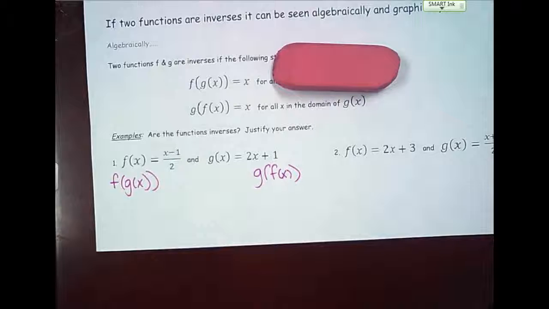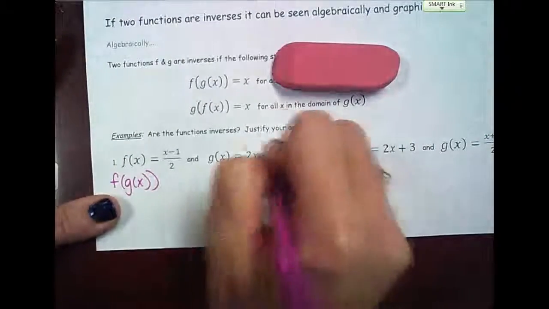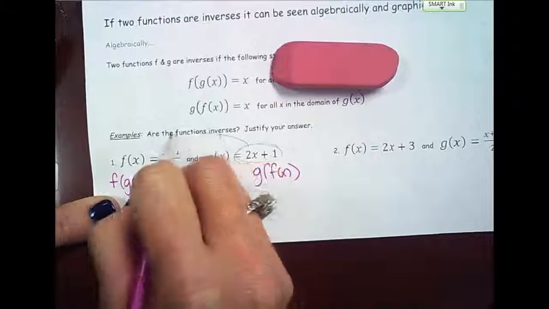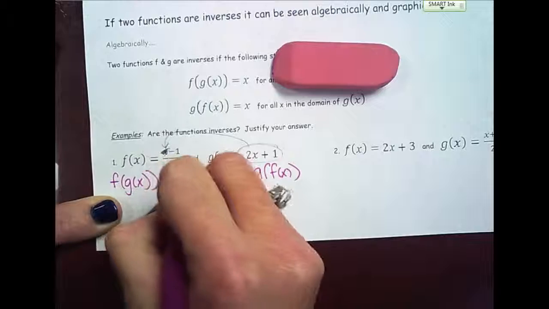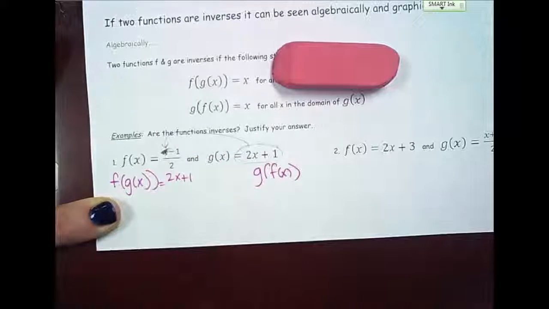On the first one, we're going to take g, and plug it in right here. So this x goes away completely. Do y'all remember doing that? So let's write what we had then. The x goes away and we're going to write 2x plus 1. What else is left on top?